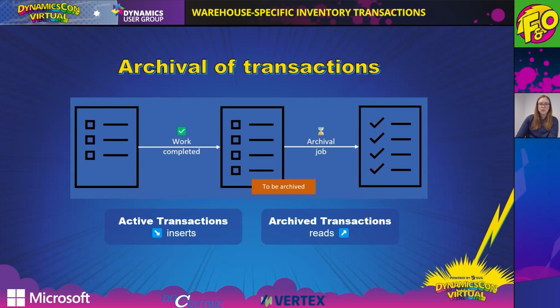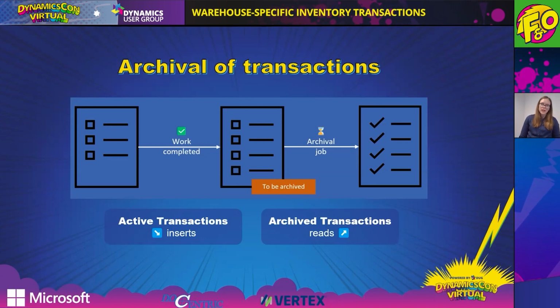Then the batch job picks them up and moves them to a different table. This different table is a new SQL Server table that has no joins and it's been denormalized. So this way, the archive transactions are optimized for reads and querying. The active transactions are optimized for inserts, the archive for the reads. The batch job by default runs every 10 minutes, but it could be configurable.